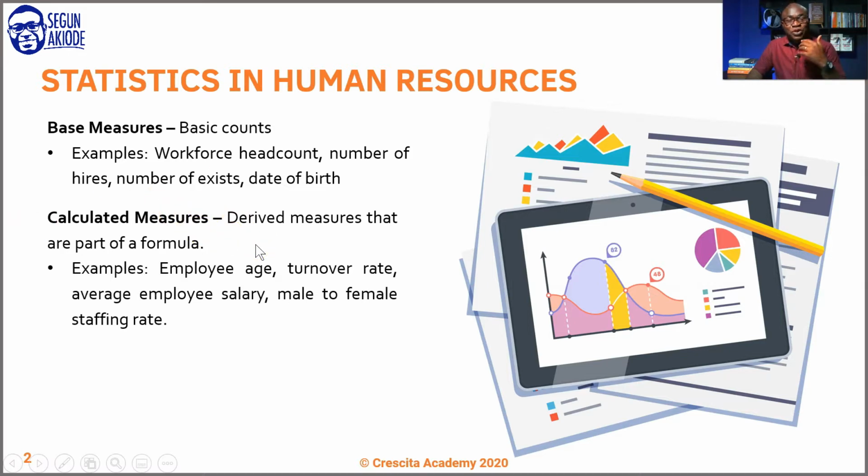calculated measure. So a calculated measure has to do with you using your base count in a formula or in a calculation. So if I have date of birth and I have a date of reference, then I can find employee age. If I know the number of exits and the headcount, then I can use that to get my turnover rate. If I know the salaries of each employee, then I can divide by the total number of employees and I can get the average employee salary, as well as the male to female ratio.